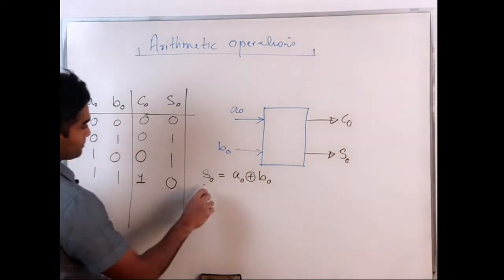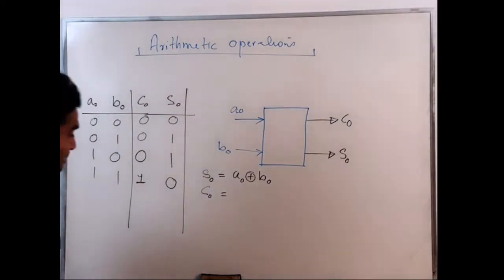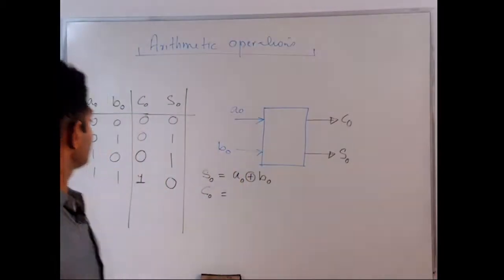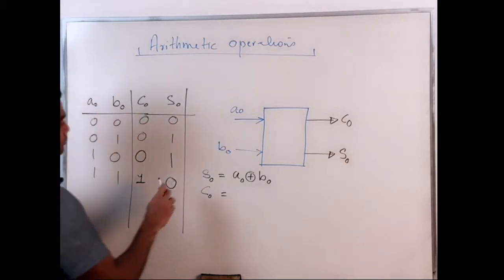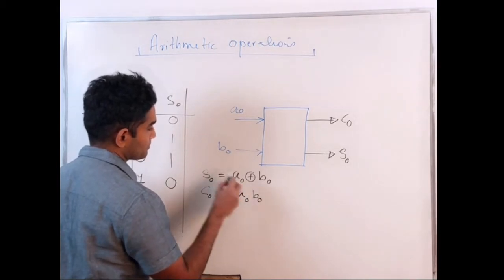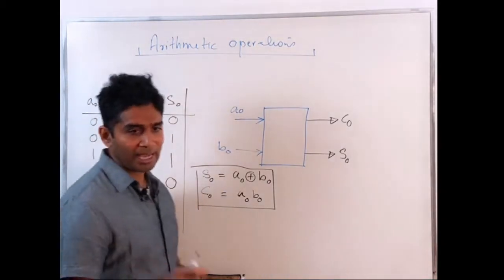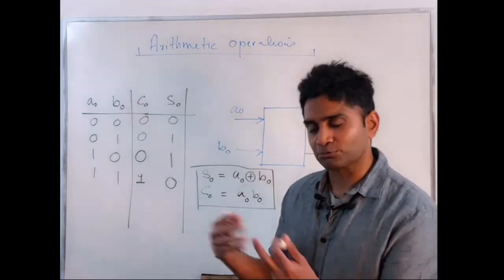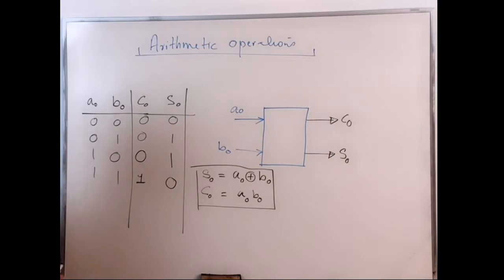What about my C0? What should be the logical representation for C0? Maybe, right? My C0 is a 1 only when A0 and B0 are both 1s. So my C0 is A0 and B0. So now I've designed a simple circuit that can actually add two binary bits together. Of course, it's not a very useful circuit because I can do that in my head, right? But let's note it down anyway.